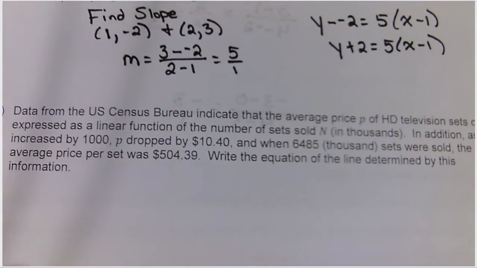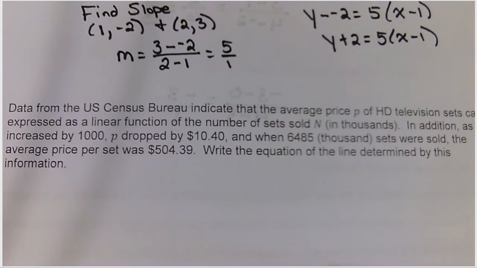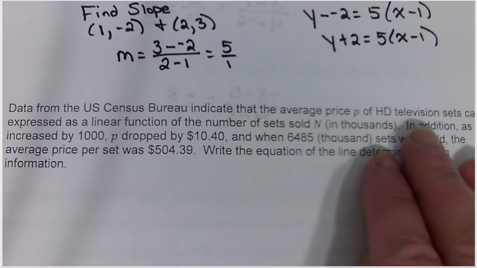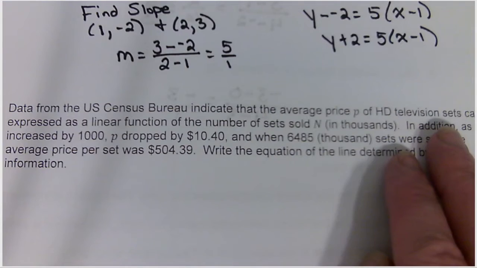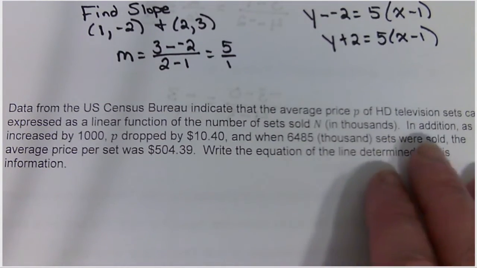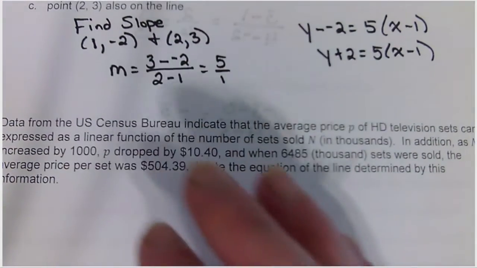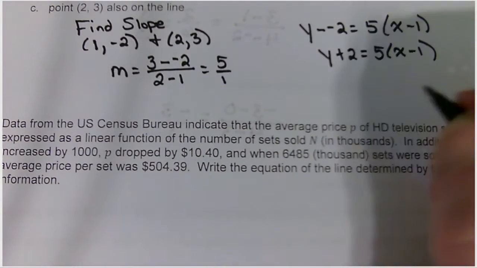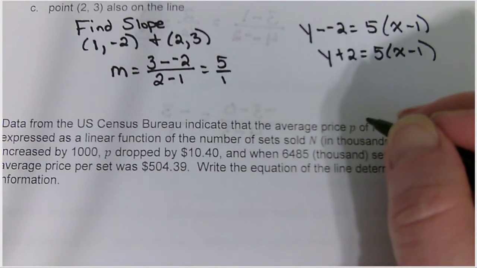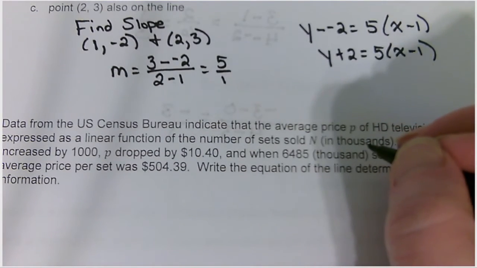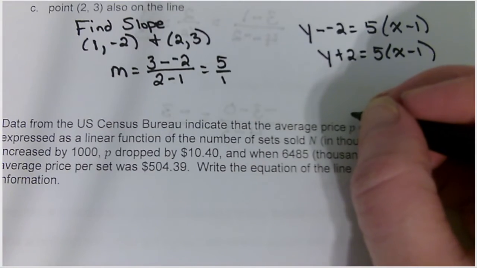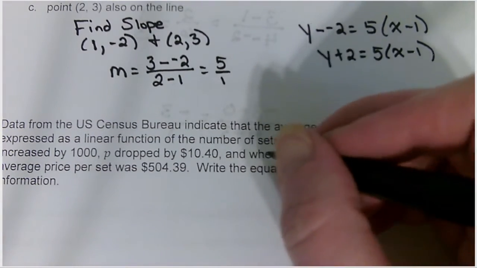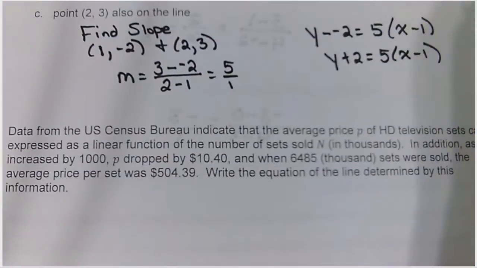Okay. Data from the U.S. Census indicate that the average price P of HD television sets can be expressed as a linear function of the number of sets sold in. So they're basically saying that the price is a function of the sets. So this is kind of like my y, and this is kind of like my x, okay?